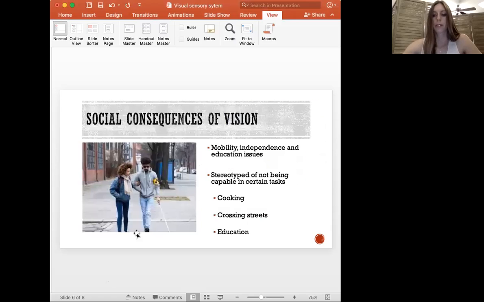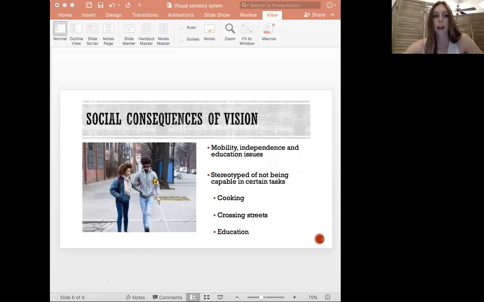So now we'll go ahead and move into the social consequences. The social consequences come more from people who are visually impaired. I mean, of course, we see things that we don't necessarily want to see, but vision impairments can create a variety of other social consequences that we don't necessarily think about. Individuals with visual impairments experience restrictions in mobility, independence, and educational achievement.